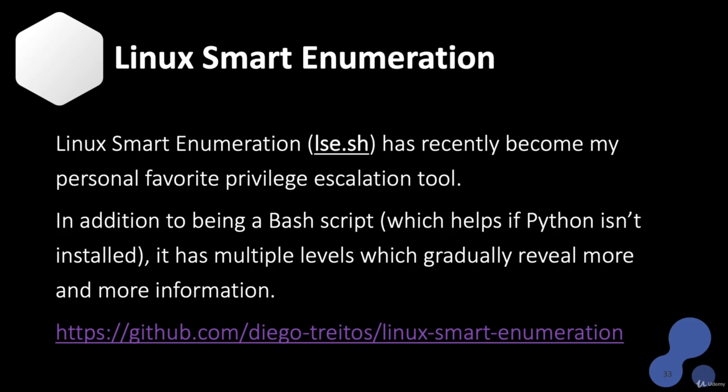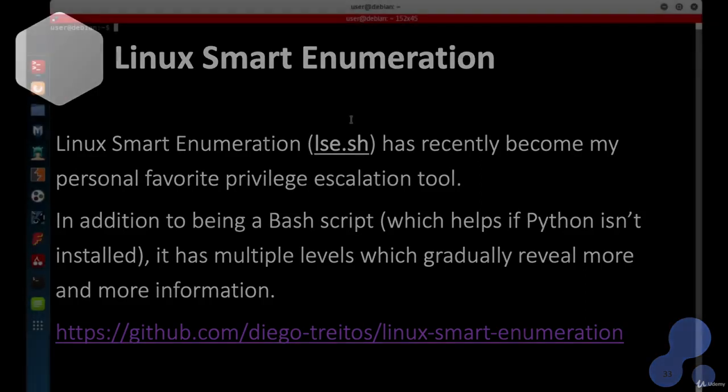Linux Smart Enumeration, also known as lse.sh, has recently become my personal favorite privilege escalation tool. In addition to being a bash script, which helps if Python isn't installed, it has multiple levels which gradually reveal more and more information. You can download Linux Smart Enumeration from the link shown.